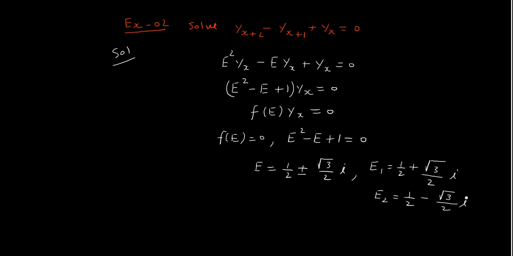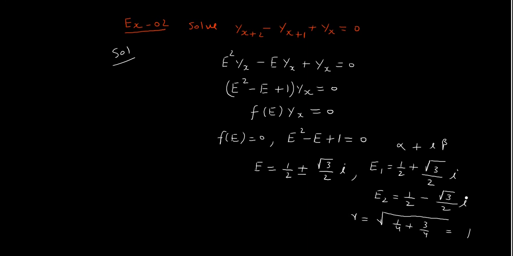So what are the values of r and theta? r equals under root alpha square plus beta square, where the root is alpha plus i beta. So r equals under root alpha square, which is 1 by 2 square, that is 1 by 4, plus 3 by 4. So this becomes 4 by 4. This means r equals 1.